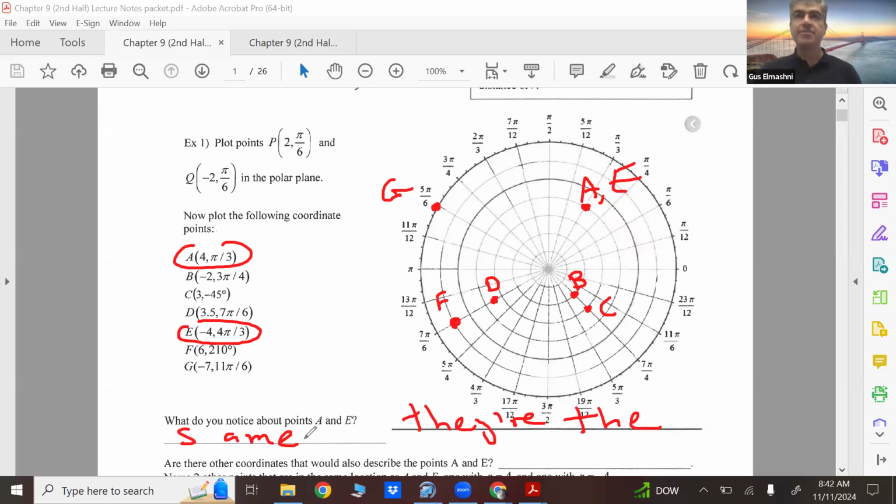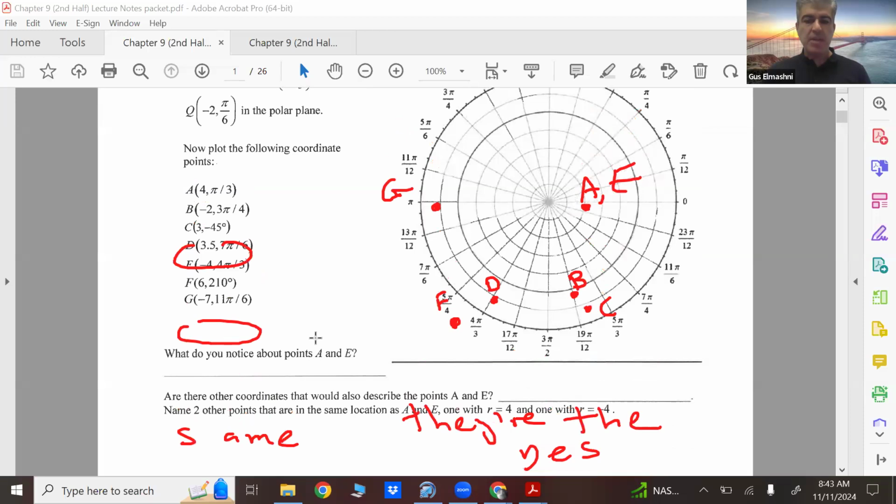So questions so far? No? All right. Are there other coordinates that would also describe points A and E? Yes. And how many possibilities are there? It's infinite, yeah. Because you can go around many times around the unit circle, right? You could do 4 pi over 3 plus 4 pi. As long as you do full rotations, or you could do all these negative counterparts too, right? That's a possibility. Could you include concentric circles as many as you want? 100%. Totally. So yes, there are other coordinates that would also describe points A and E.